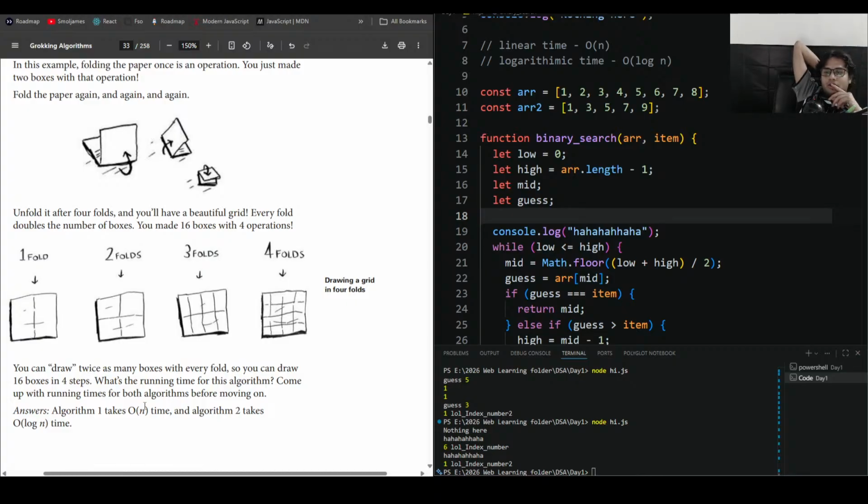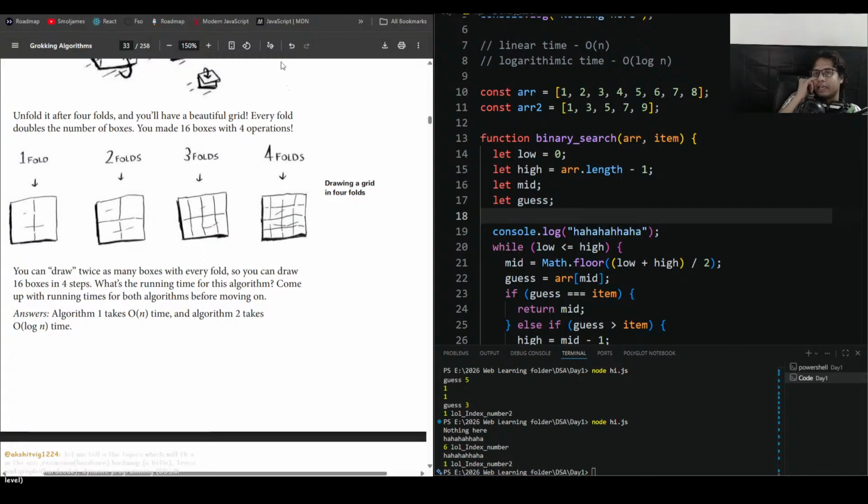You can draw twice as many boxes with every fold. So you can draw 16 boxes in 4 steps. What's the running time for this algorithm? Come up with running times for both algorithms before moving on. Algorithm 1 takes O(n) time and algorithm 2 takes O(log n) time.